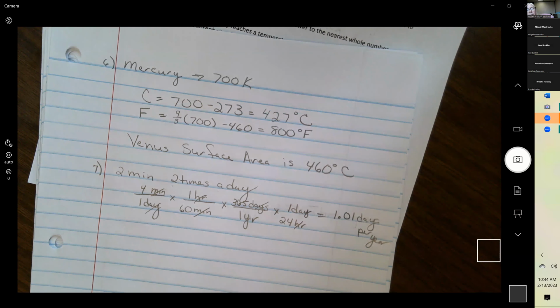Any questions on that? So it's up to you. You could have stopped at the 24 and then said there's 24 hours in a day. So yes, you are brushing your teeth in a year's time for a whole day. Any questions on that?